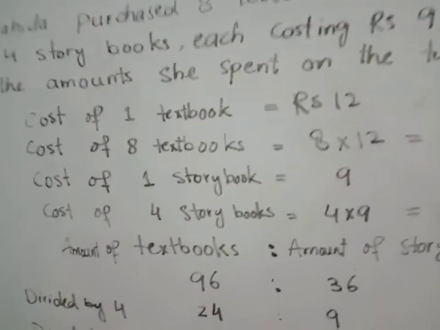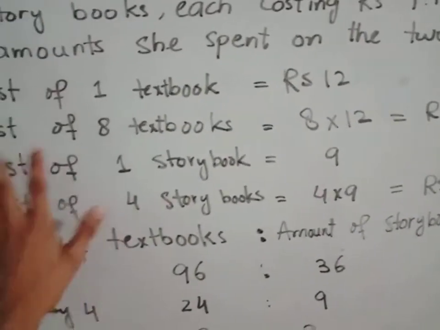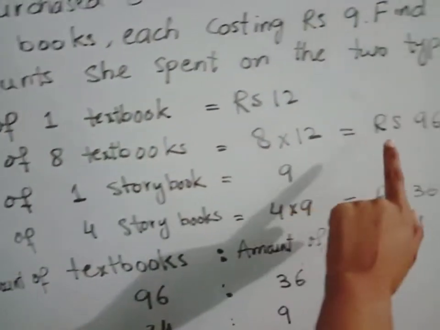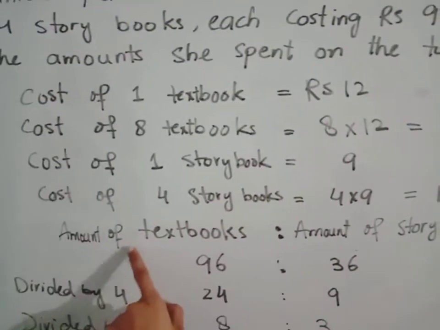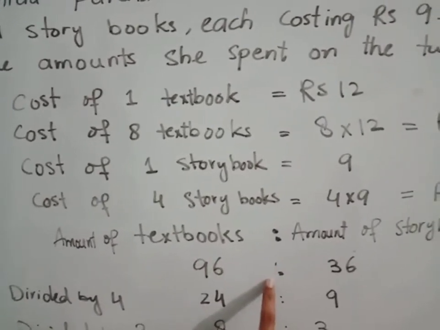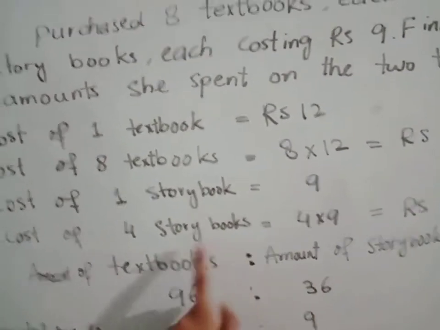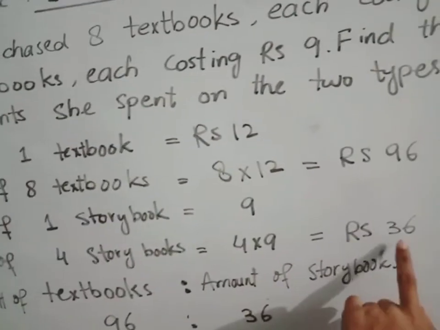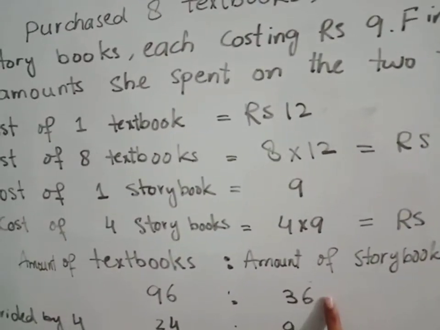Okay, so we have calculated the price of the textbooks, which is 96 rupees. So you will write here amount of textbooks is 96. Now the ratio sign stays the same, and amount of storybooks, which is 36 rupees. So you will write here 36.